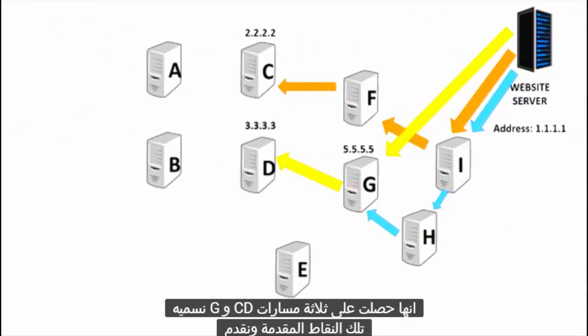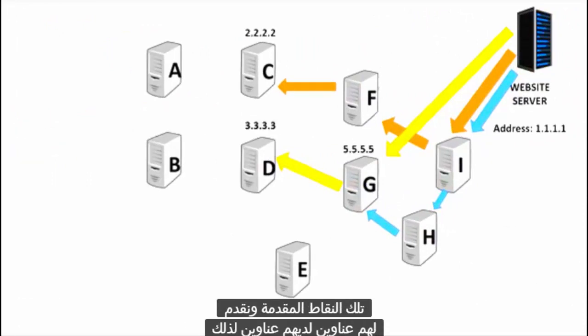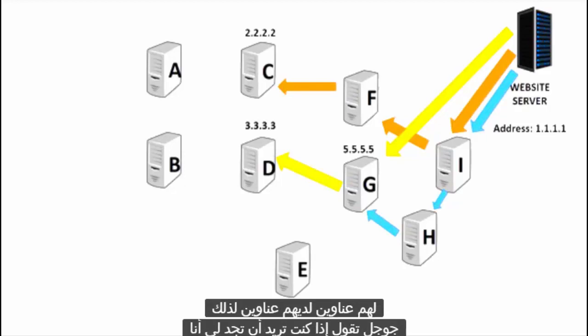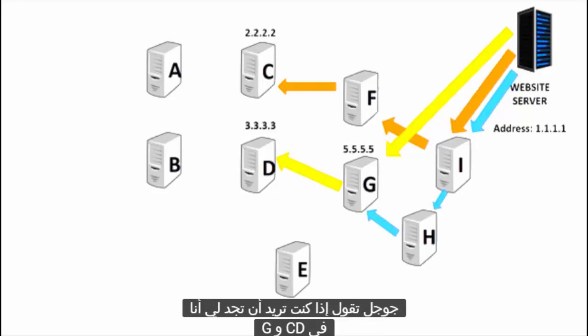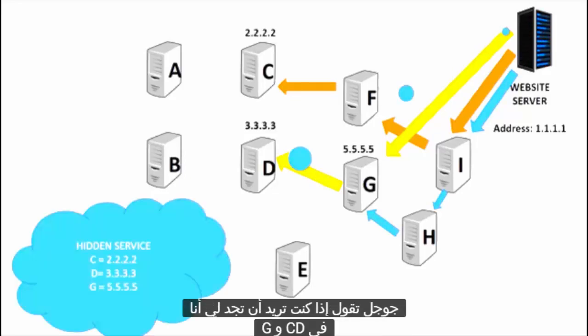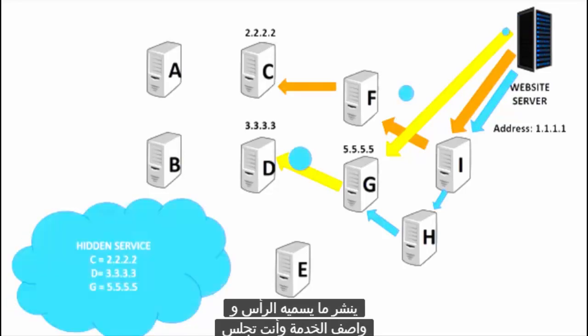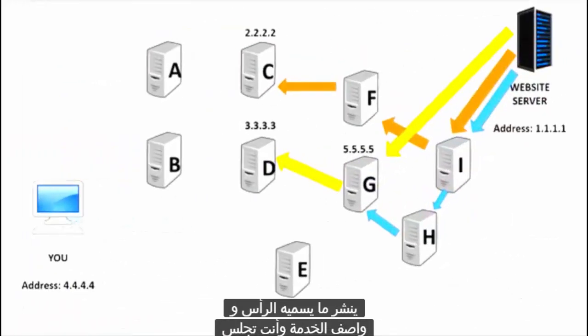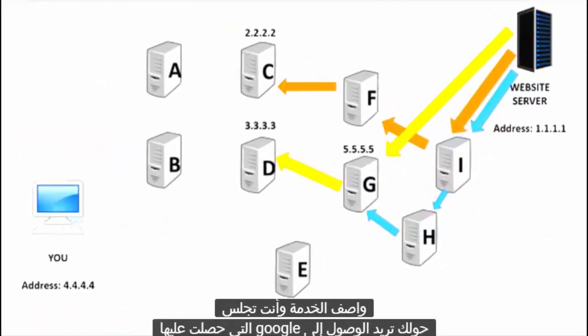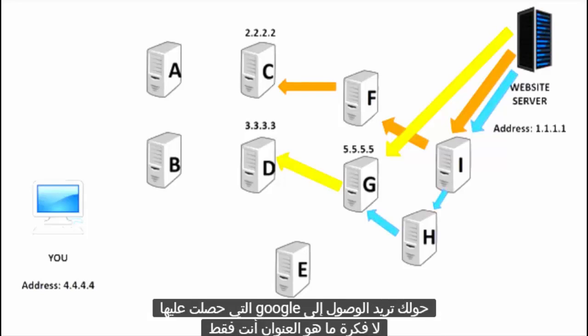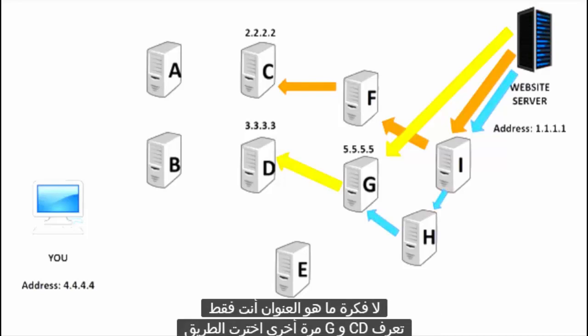And we give them addresses, because they've got addresses. So Google says, if you want to find me, I'm at C, D, and G. And it publishes what it calls the hidden service descriptor. And you're sitting around, you want to access Google. You got no idea what the address is, you just know C, D, and G.